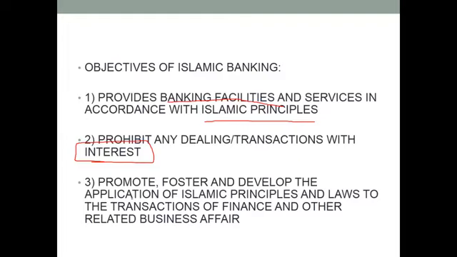All right, and then to promote and foster and develop the application of Islamic principle and laws to the transaction of finance and other related business affairs. So these are the three objectives of Islamic banking.